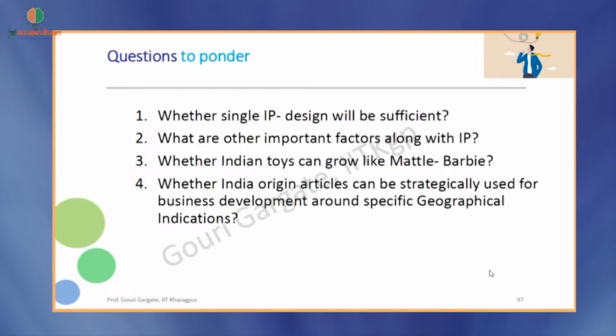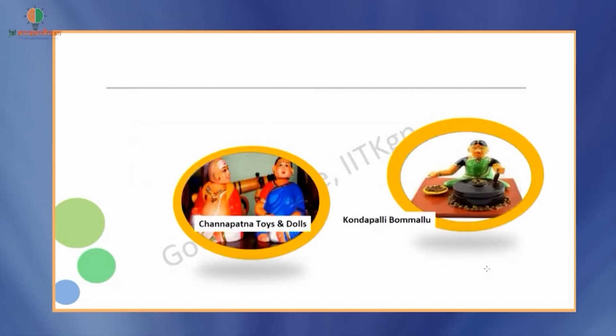And whether India-origin articles can be strategically used for business development around specific geographical indicators. Here is an example. Now you just see the Channapatna toys and dolls, or Kondapalli Bombalu. We have registered GI on these. Have we been successful in marketing them? Just think about the Mattel, Barbie case. Barbie has sisters, a family, and then aligned products. Can we think about such a thing around these particular toys? Because these are our GI registered. We can have industrial design registration also with some modifications. Obviously, novelty and all these features we have to take into consideration.